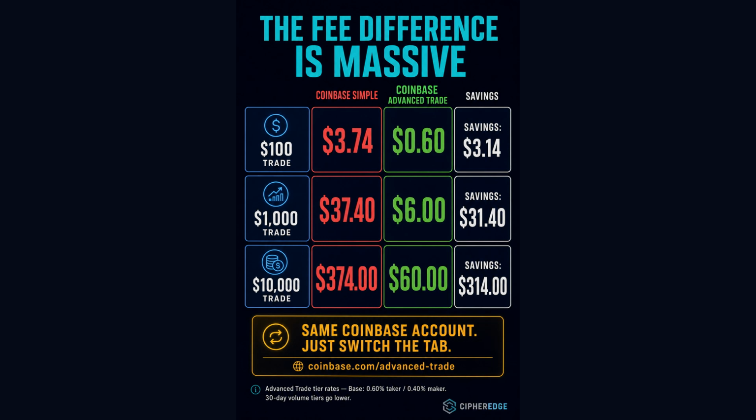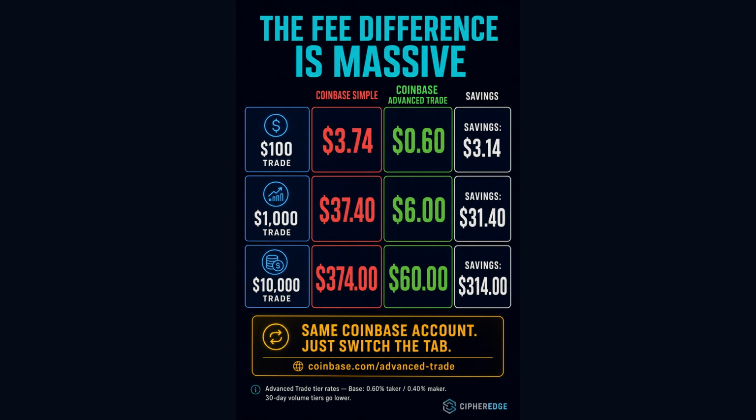If you've been on Coinbase's simple interface, you're not doing anything wrong. That's what they show you by default. But you are overpaying, probably by a significant margin. Today I'm going to show you how to switch, how to use the order types that give you real control over your entries and exits, and how I organize portfolios to keep strategies from bleeding into each other.